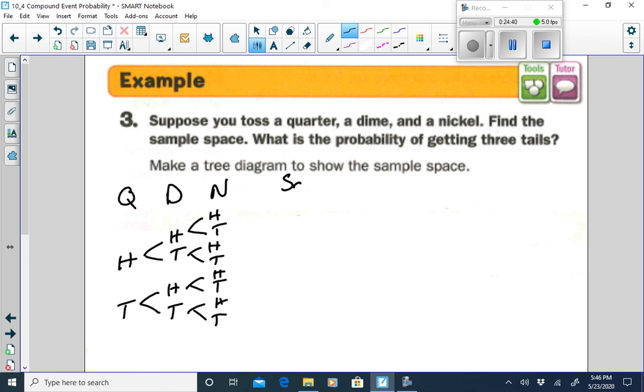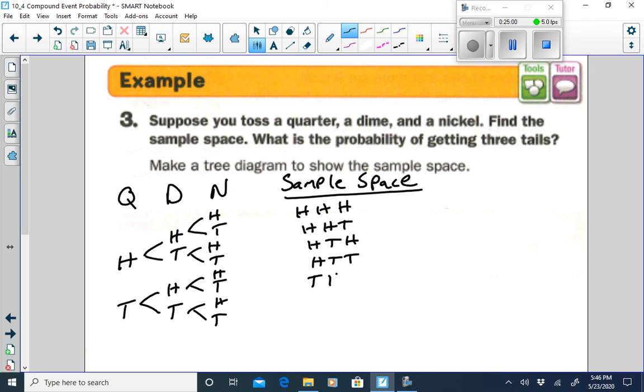So our sample space is going to be heads, heads, heads; heads, heads, tails; heads, tails, heads; heads, tails, tails; tails, heads, heads; tails, heads, tails; tails, tails, heads; and then tails, tails, tails. So we should have 1, 2, 3, 4, 5, 6, 7, 8.